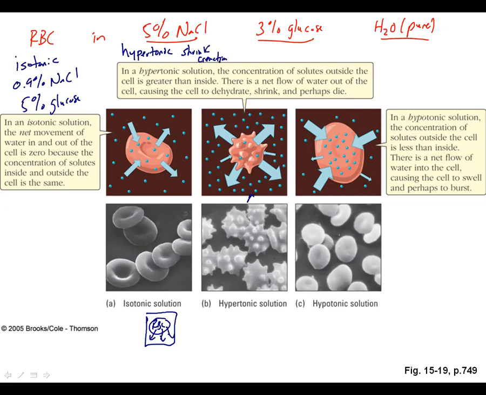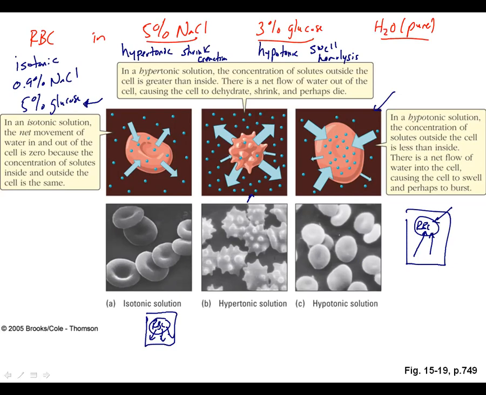Now, if we put that same red blood cell in a 3% glucose, 5% is isotonic. So 3% is less than that, which means this would actually be a hypotonic solution, which is over here. That means, as we talked about, when the red blood cell is in there, outside the cell is less concentrated than inside. Everybody's going to rush in. And that's going to cause this guy to swell and probably burst. And again, that is known as hemolysis.